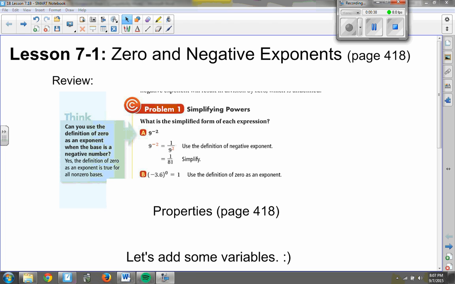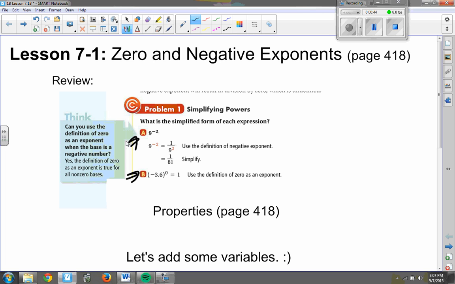So I have brought back these two example problems here, A and B, just as a review for you of what these properties say. We talked about letter B being easier because we had a property on page 418 that said anytime zero is used as an exponent, as long as this number in here is not zero, your answer will be 1 all the time. So that's a reminder for you of that property.